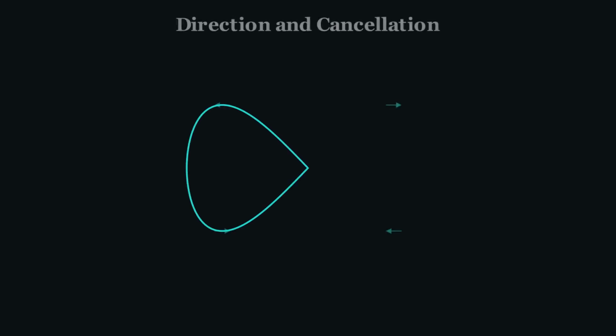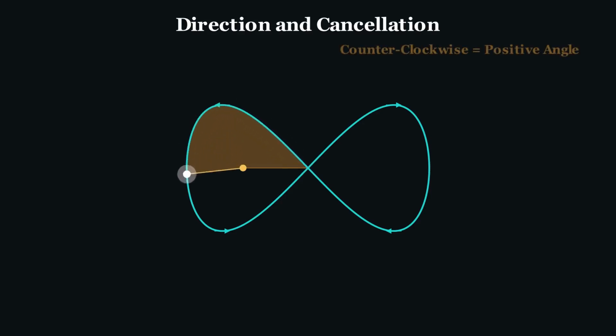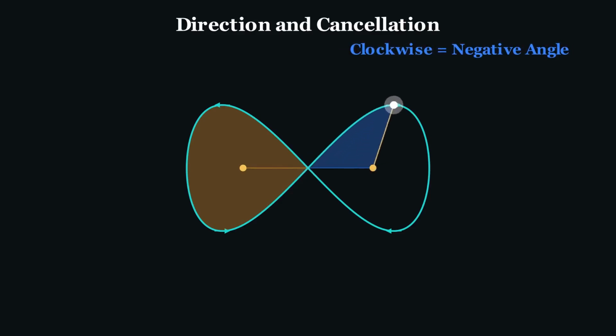Now that we see how rotation measures enclosure, a crucial question arises. What happens when a path changes direction or crosses over itself? To find out, consider a path shaped like a figure 8. As our tracer dot glides along this turquoise curve, notice how its orientation shifts. The tracer orbits counterclockwise around the left lobe, but clockwise around the right lobe. To track this, we give rotation a sign. Sweeping counterclockwise adds positive angle, accumulating up to positive 360 degrees. Sweeping clockwise does the exact opposite, accumulating negative angle down to negative 360 degrees.